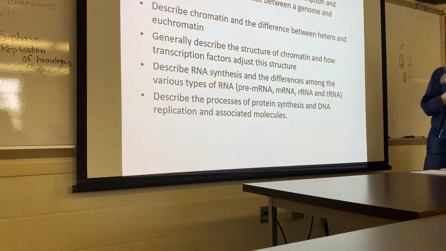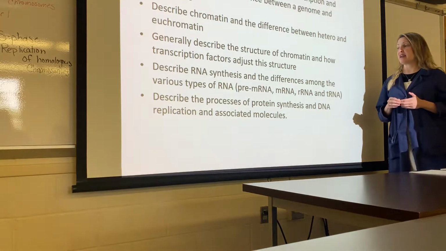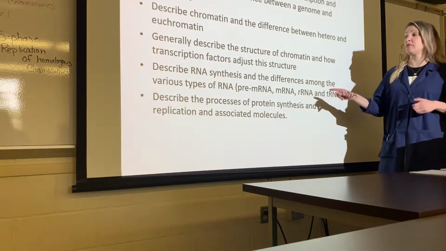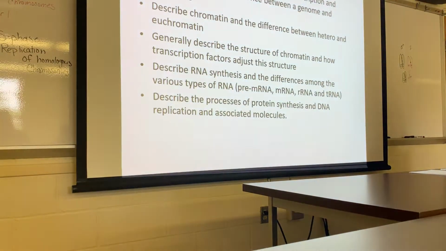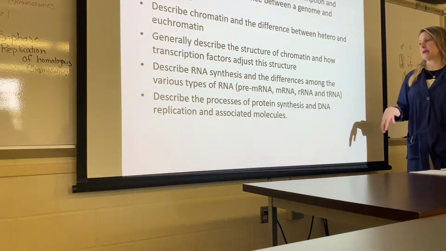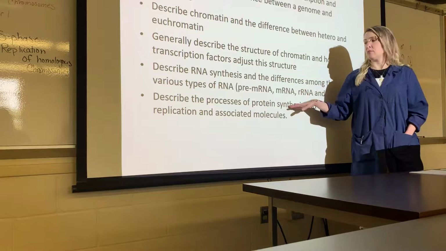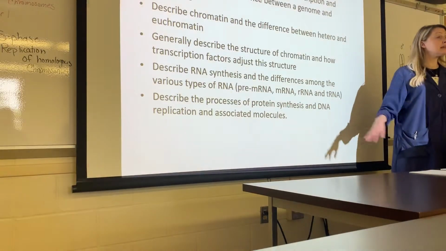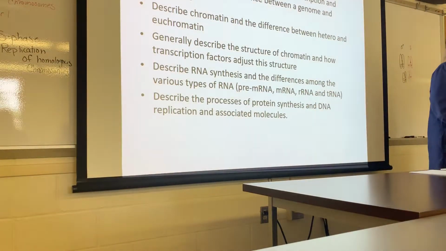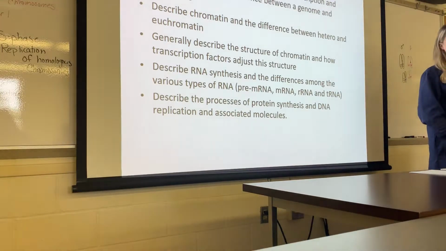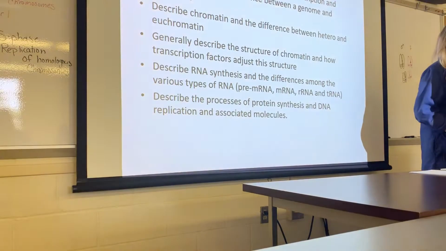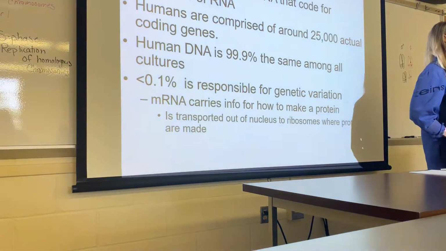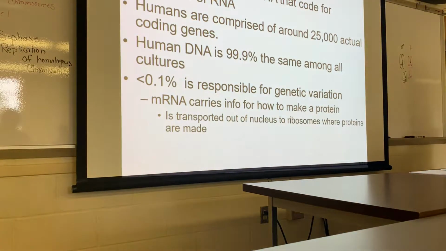We'll also talk about how RNA is made from DNA and the different types of RNA. We have pre-messenger RNA, messenger RNA, ribosomal RNA, and transfer RNA. And then we'll talk about protein synthesis. And lastly, we'll talk about DNA replication, which is pretty easy considering we talked about it right there. It's just where DNA makes a copy of itself. But first, gene expression, which includes the two processes, transcription and translation.